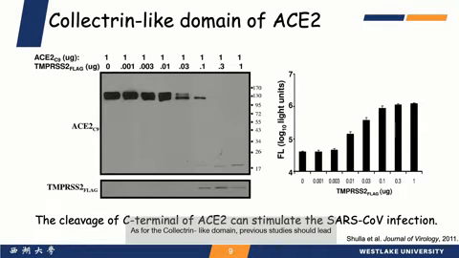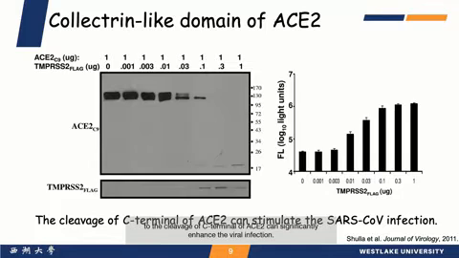As for the Collectrin-like domain, previous studies showed that the cleavage of the C-terminus of ACE2 can significantly enhance viral infection. The single transmembrane helix of ACE2 makes it challenging to determine the structure of the full-length ACE2 protein.